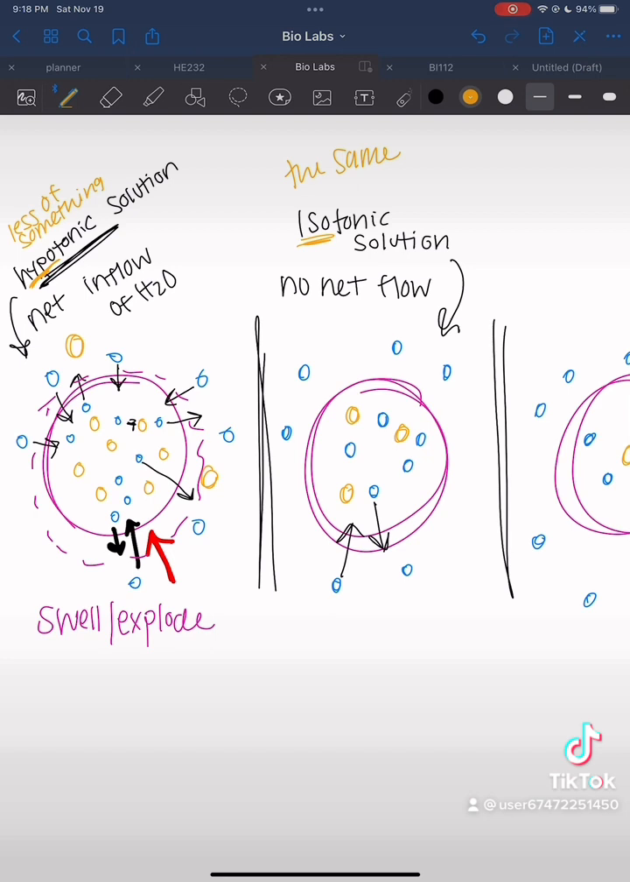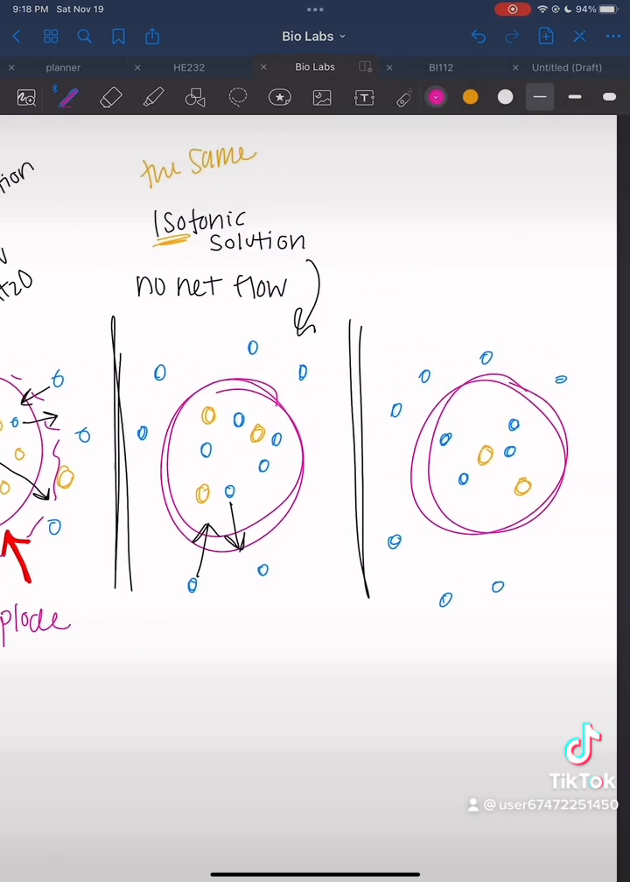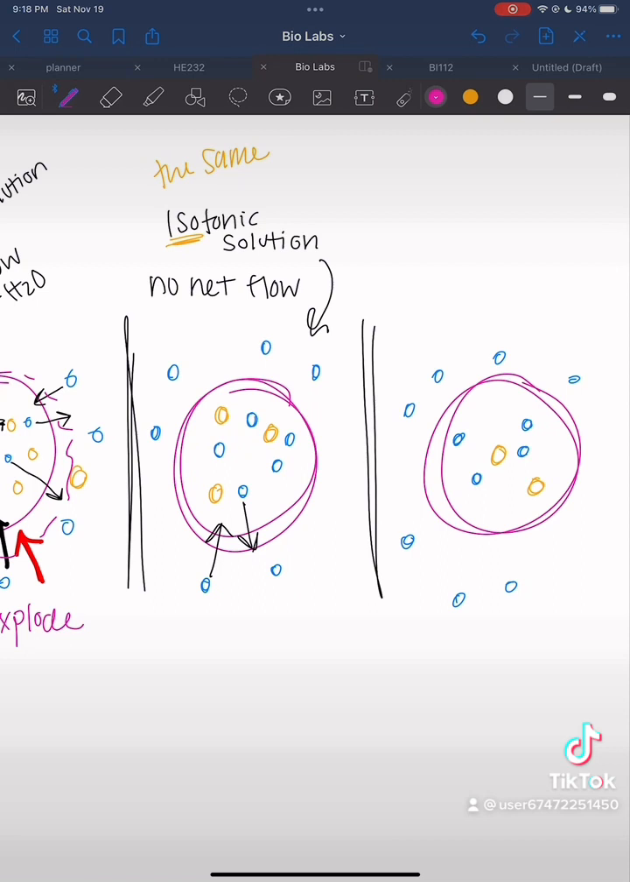When you have the same concentration of solute in the solution as you do inside the cell, we call it an isotonic solution. It has the same concentration of solute and you have no net inflow. Then obviously this last one is a hypertonic solution. Hyper means more.